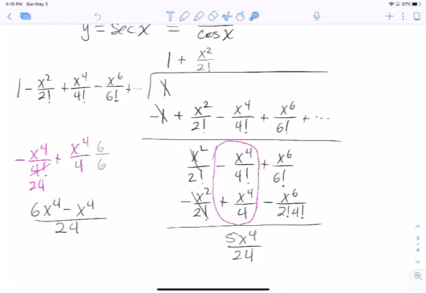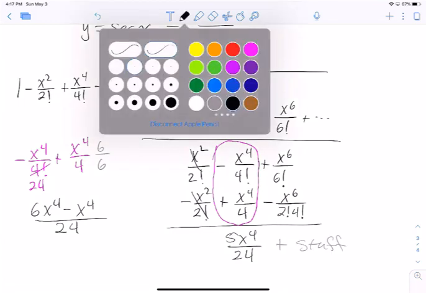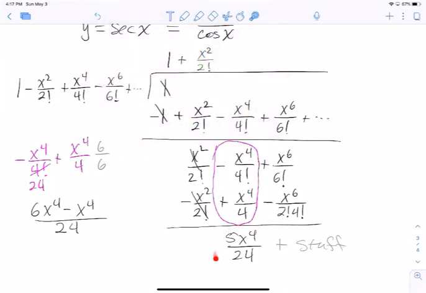We could continue on here, but I can see that I'm about to end up with the third term, which is what I was asked for. So I'm going to kind of weasel out of this and just put plus stuff. And then dividing the first term, 5x to the fourth over 24, by the first term of the divisor, 1, is going to give us plus 5x to the fourth over 24. Those are our first three non-zero terms.